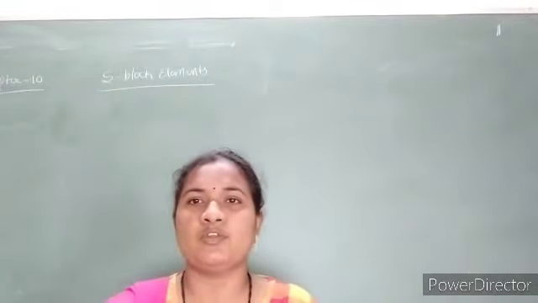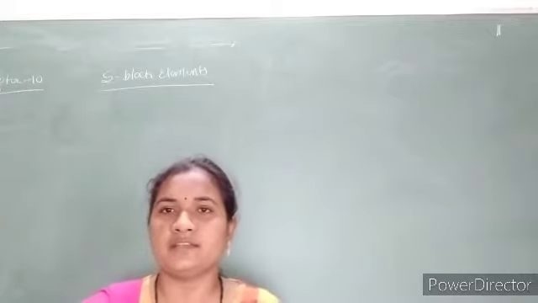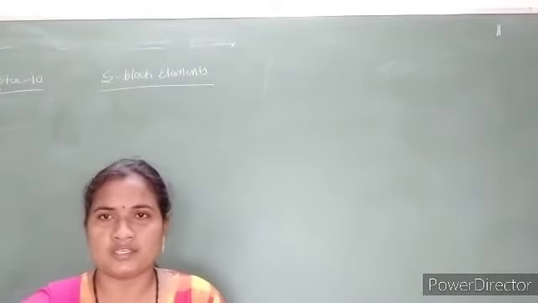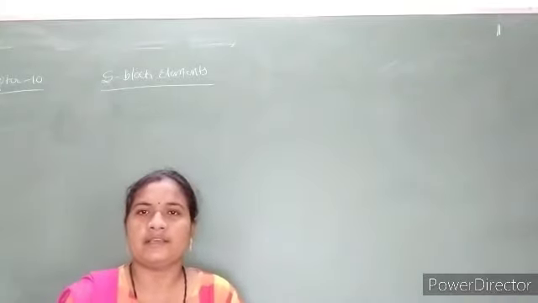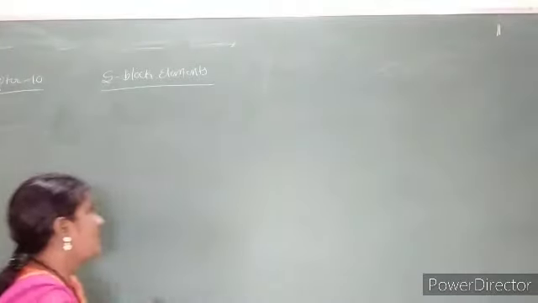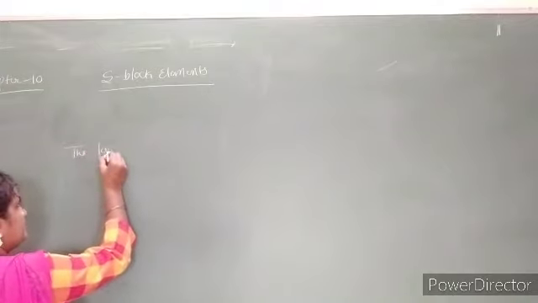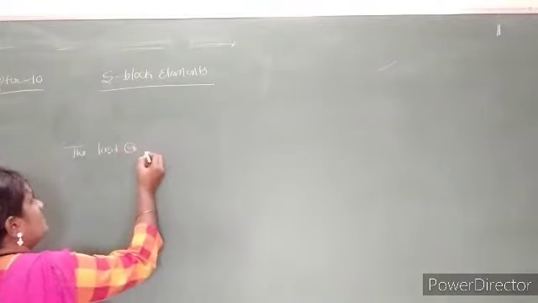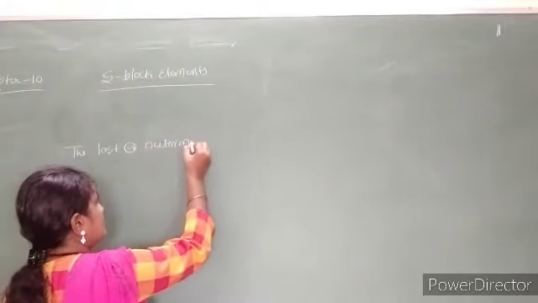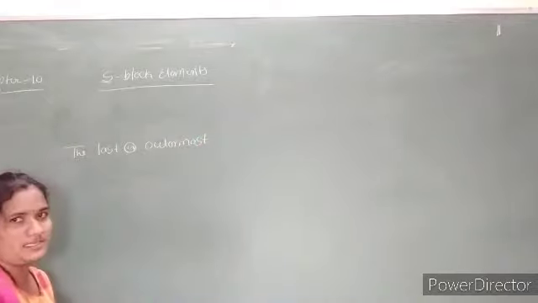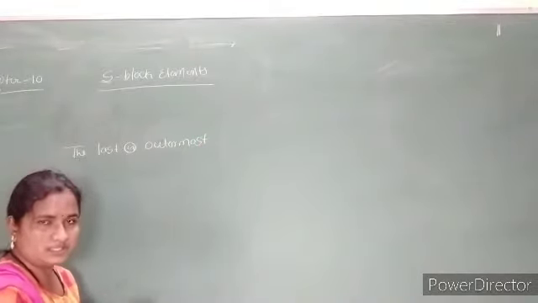The s block elements of the periodic table we can define as those in which the last or outermost electron enters into the s orbital. So those are called the s block elements. The last or outermost electron is also called a valence electron.